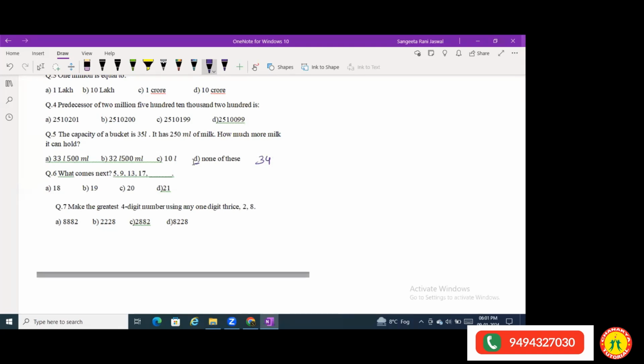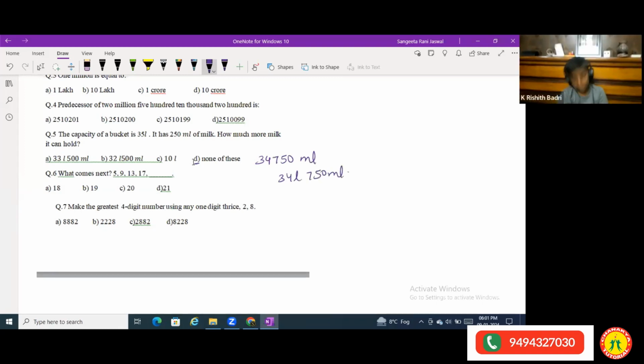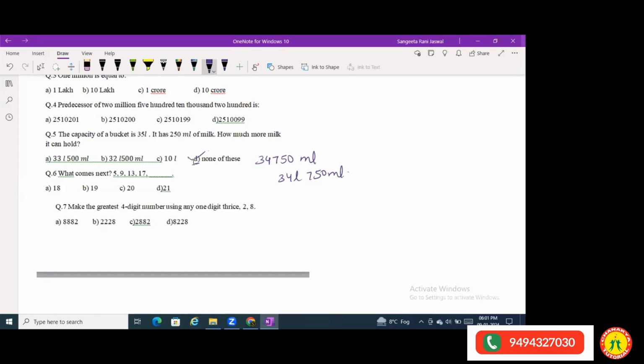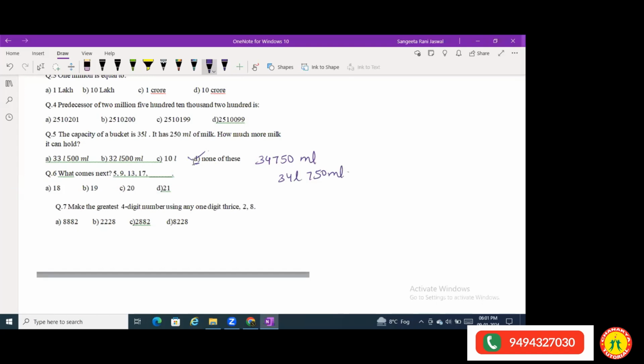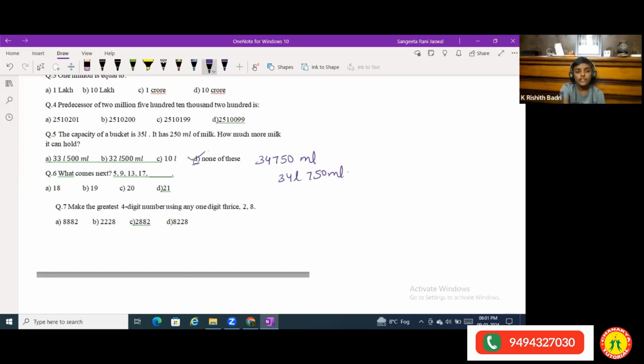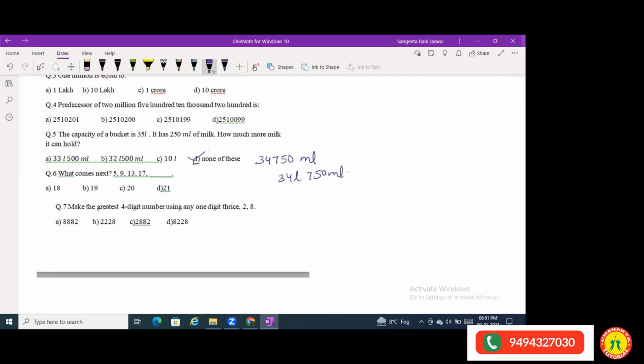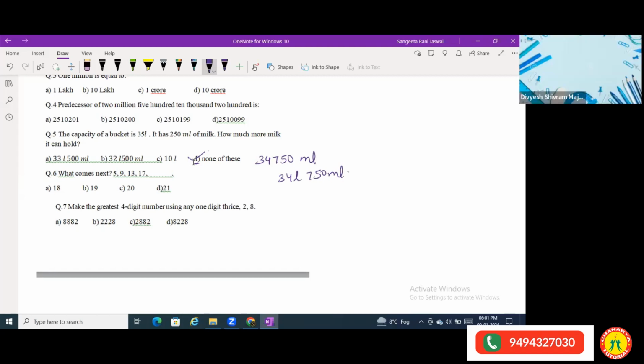See, your answer is coming to 34 liters, 750 milliliters, is it? So your answer will be none of these. You picked none of these, so that's correct. But it's showing that option B is correct. Ma'am, we all picked none of these, but on the website it's telling us that's the wrong answer.